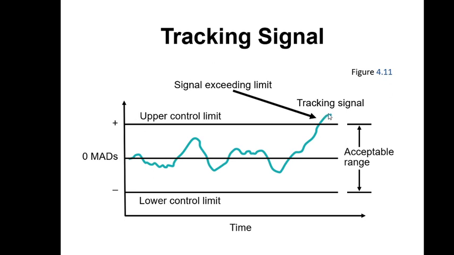As we can see here, if the value of our tracking signal is above this line, then the signal exceeds the limit, which means that our forecast is not acceptable. Suppose, for example, that here we have a positive 4 and in the lower control limit a negative 4. If the value is, let's say, positive 4.5, then it exceeds our upper control limit, and the forecast will not be accepted.